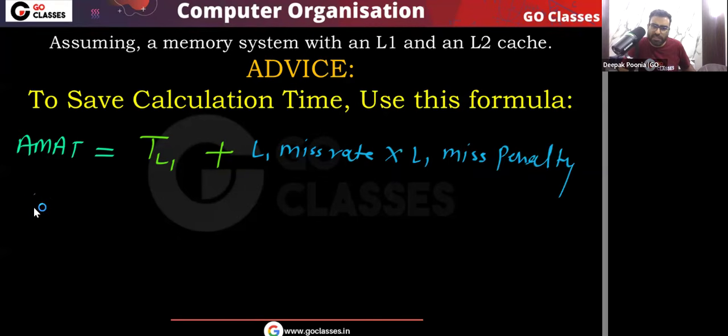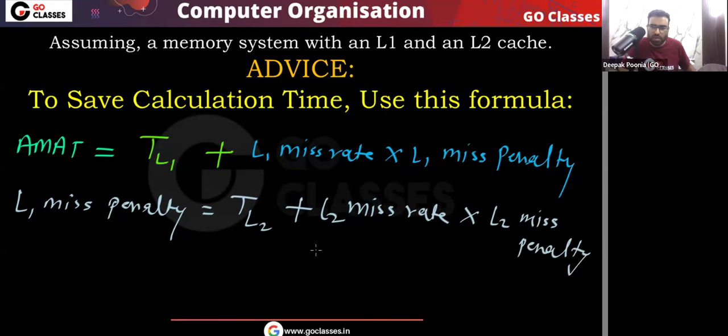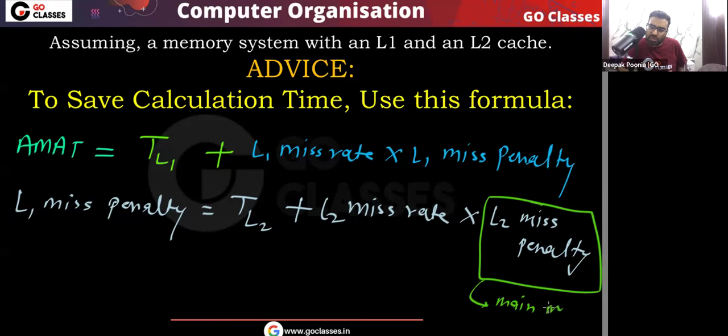And what is this L1 miss penalty? L1 miss penalty will be equal to L2 access time plus the L2 miss rate into L2 miss penalty. And because L2 is the last level cache, what will this L2 miss penalty be? This will be the same as main memory access time, because this is the last level of cache memory. So this will be main memory access time.